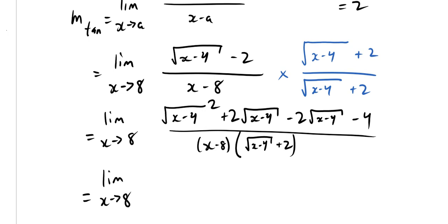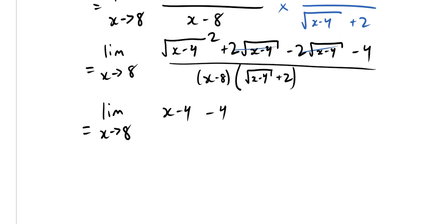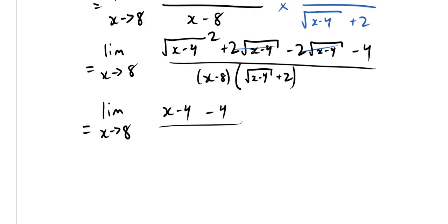What is the square root of x minus 4 all squared? It's x minus 4, good. Those are opposites. And then I look and I see I have 2 times root x minus 4 minus 2 times root x minus 4. So they're gone. And I'm left with minus 4. And you can see right away how that worked out so nicely for us, because I'm trying to get rid of that x minus 8. Don't forget your bracket.